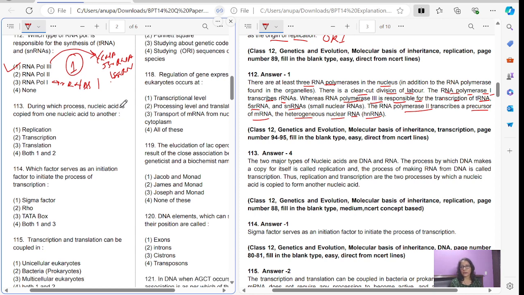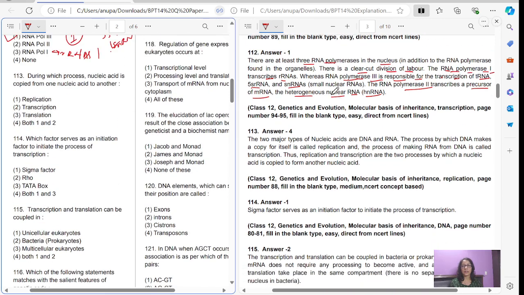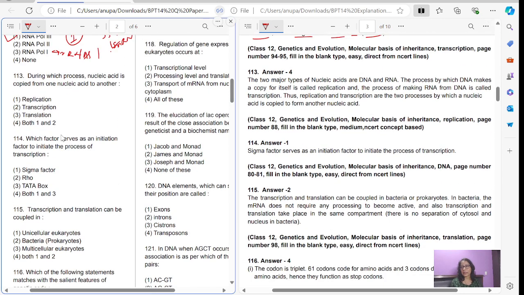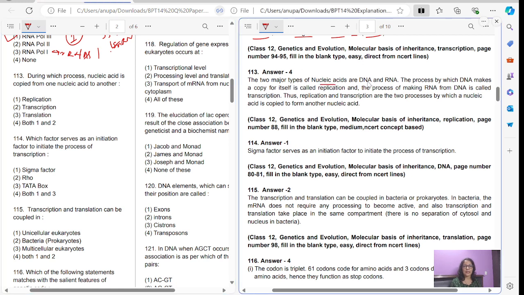Now let's move to the next question, that is question number 113. Question number 113 states: during which process is nucleic acid copied from one nucleic acid to another? We know that there are two major types of nucleic acid, DNA and RNA, and the process by which DNA makes a copy of itself is known as replication, and the process by which RNA is made from DNA is called transcription.